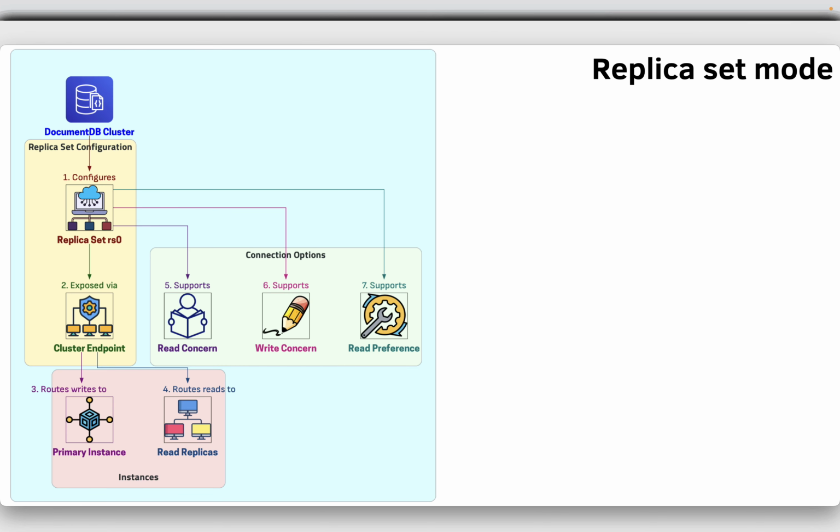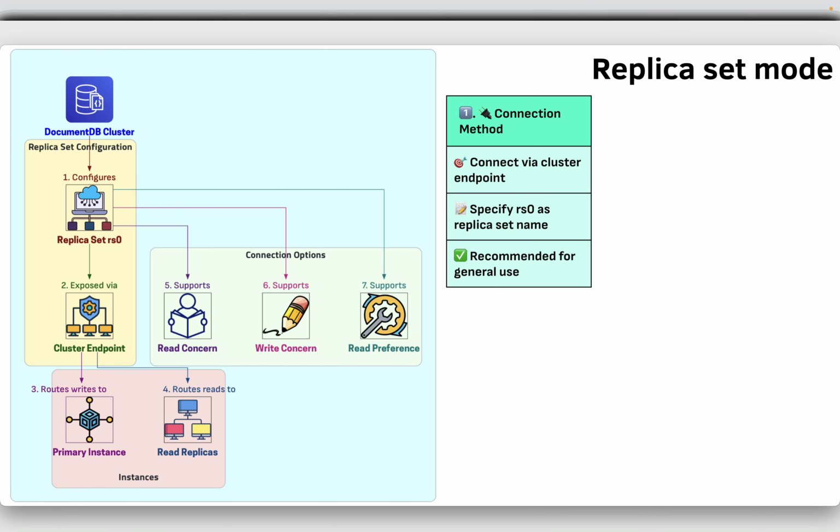So there's one special mode, replica set mode, which I just talked about. Amazon DocumentDB allows connection to cluster endpoints in replica set mode by specifying the replica set name, which is rs0, which is the recommended connection method for general use.